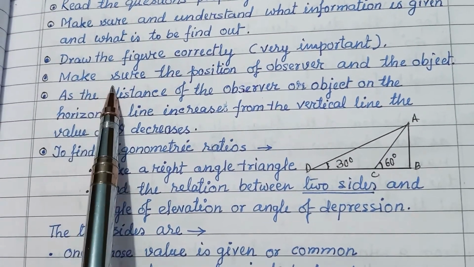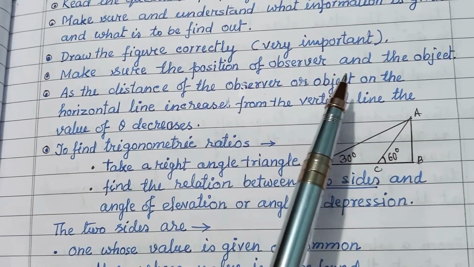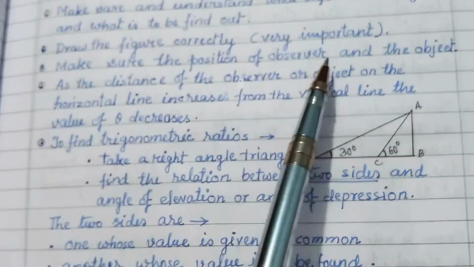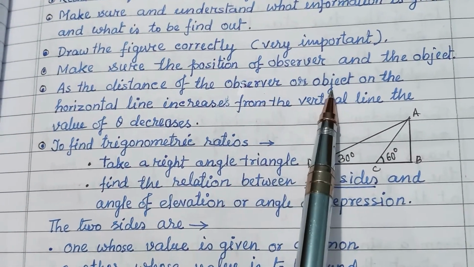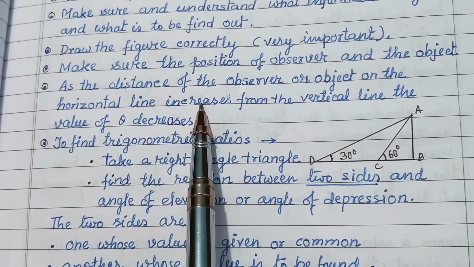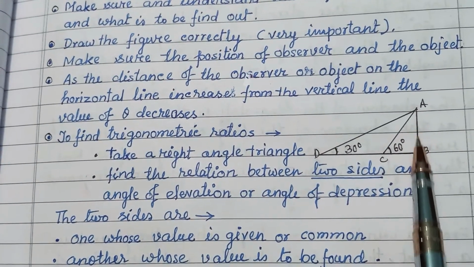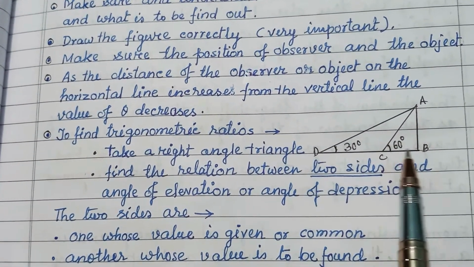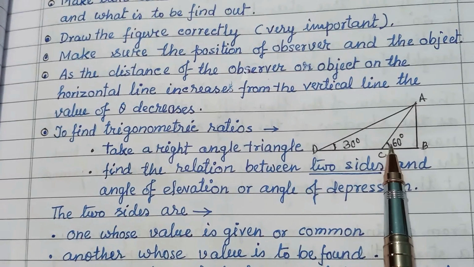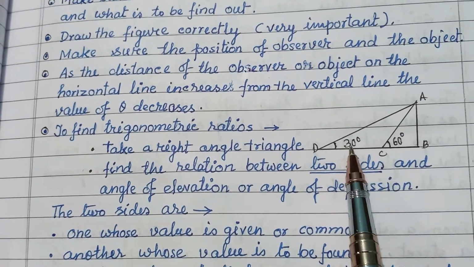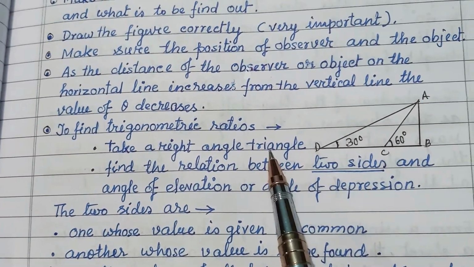Next part is, make sure of the position of the observer and the position of the object. As the distance of the observer or the object on the horizontal line increases from the vertical line, the value of theta decreases. Here is the vertical line, here is the horizontal line. As the distance on the horizontal line increases, the value of theta will decrease. It is 60 degrees, then 30 degrees. When it goes far, it decreases continuously.